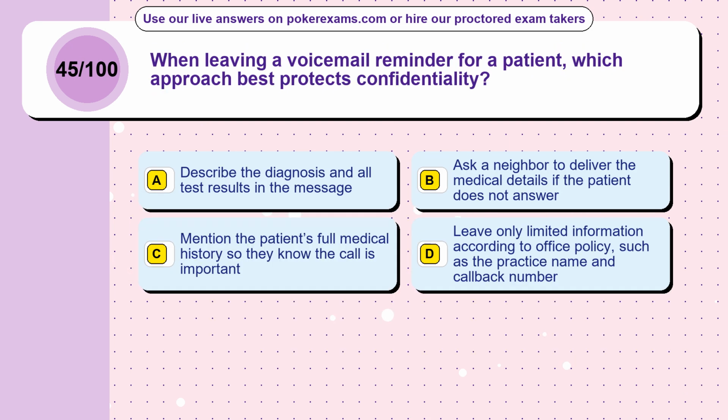Question 45. When leaving a voicemail reminder for a patient, which approach best protects confidentiality? Option A, describe the diagnosis and all test results in the message. Option B, ask a neighbor to deliver the medical details if the patient does not answer. Option C, mention the patient's full medical history so they know the call is important. Option D, leave only limited information according to office policy, such as the practice name and callback number.